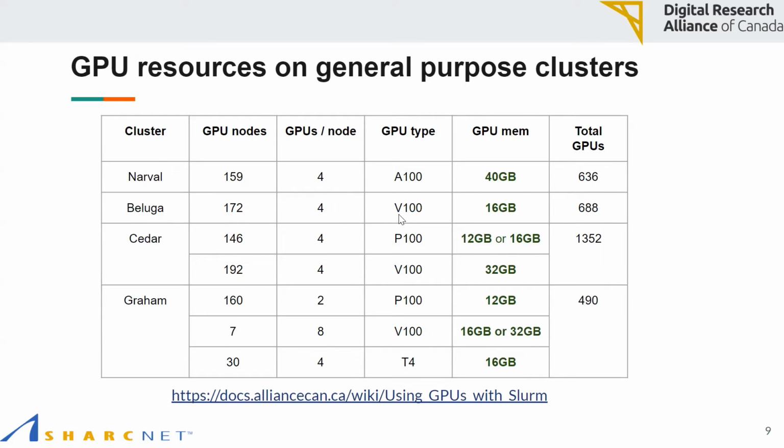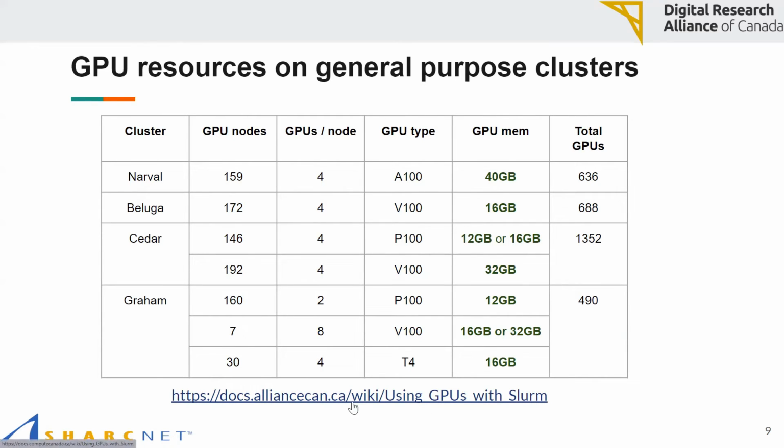When requesting a GPU on Beluga or Narval, you don't need to specify the type of the GPU because there's only one type of GPU on those clusters. And Cedar and Graham have multiple types of GPUs. Yeah, with different device memories on different types of GPUs.